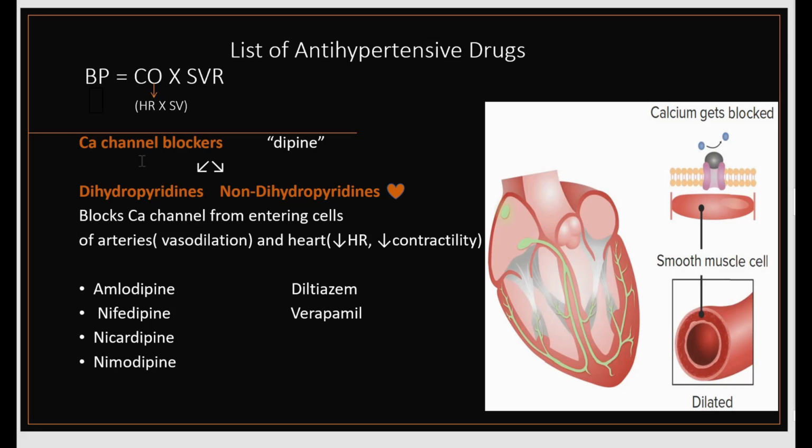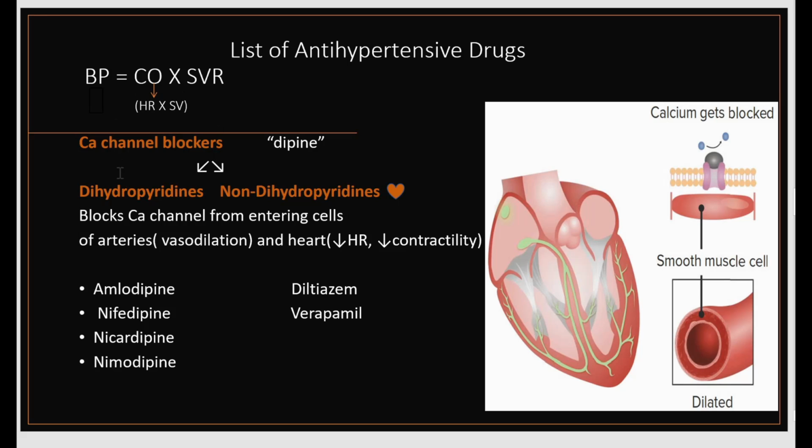C stands for calcium channel blockers. It ends with the word dipine. So it inhibits calcium from entering the heart and the blood vessels. So when calcium channels are blocked, or calcium cannot enter the heart, there is decreased heart rate, decreased contractility. And when calcium cannot enter the blood vessels, they dilate. So it blocks calcium from entering the arteries. When it's blocked, vasodilation happens. When the calcium channels are blocked in the heart, it causes decreased heart rate and contractility.